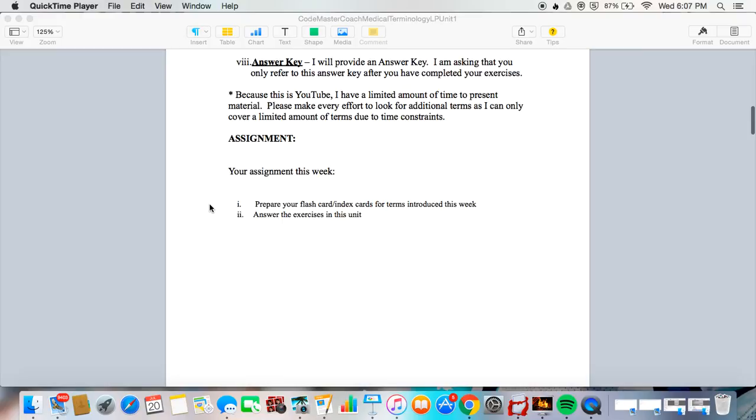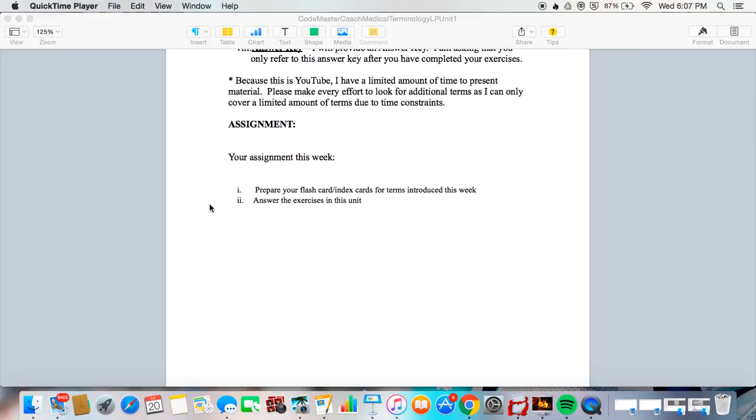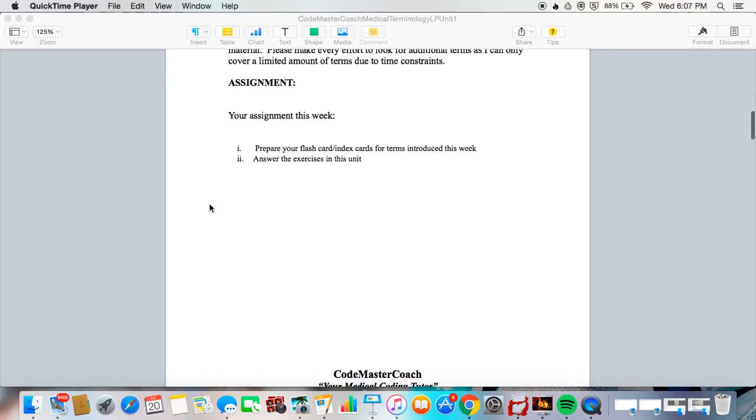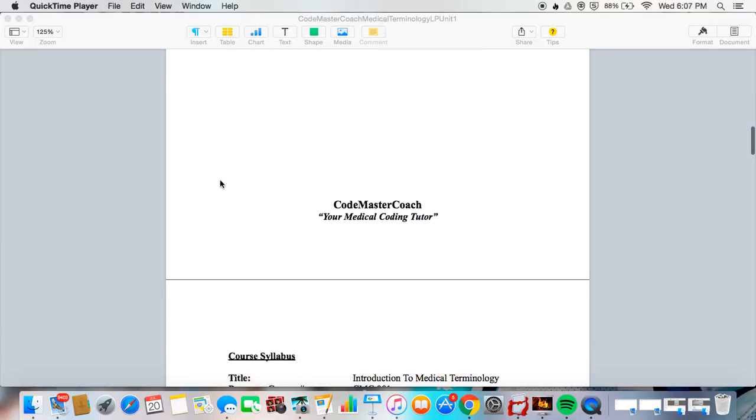And at the end of each lesson or each unit that I give you, I will have an assignment for that week. And your assignment this week is to prepare your flashcard or your index card for the terms that I'm going to introduce in today's unit. And then answer the exercises that I have for that unit.